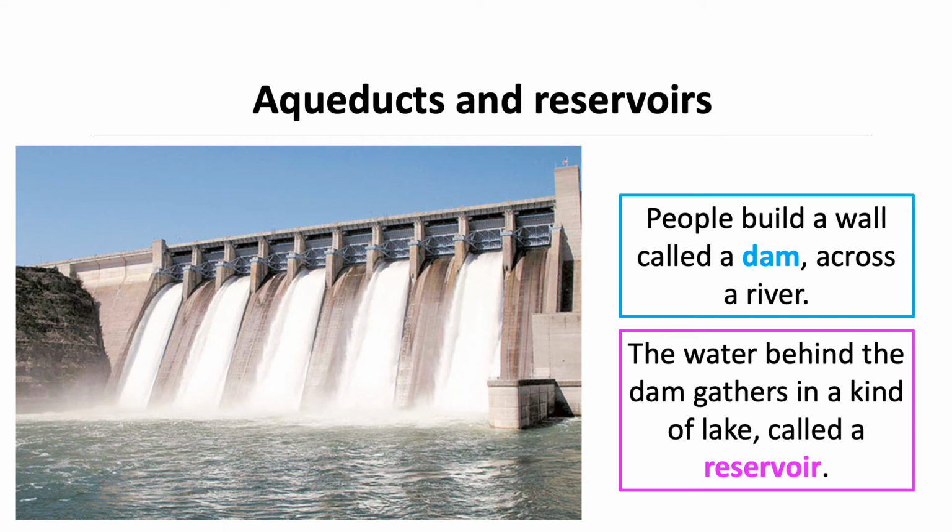In other places, people build a wall called a dam. They build this wall across a river. The water behind the dam gathers in a kind of lake called a reservoir. The reservoir stores water for people to use.